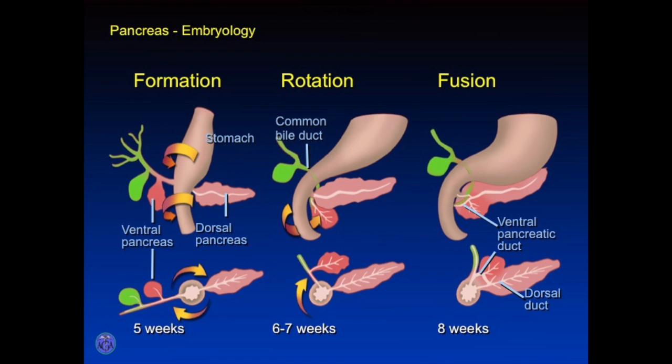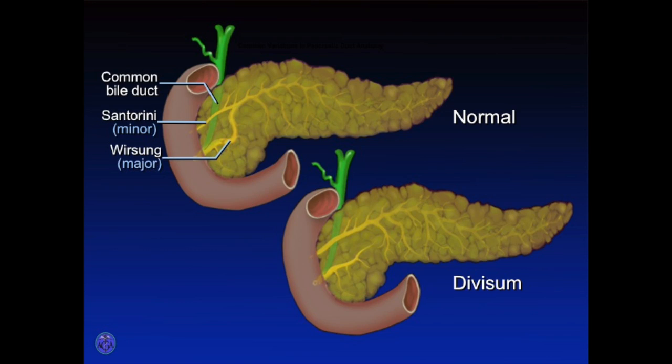The classic one that we think of is pancreas divisum, which you guys can't see, but I can. It's weird. So this would be complete pancreas divisum. So there's complete failure of fusion of the ventral duct here with the dorsal duct that is draining separately.